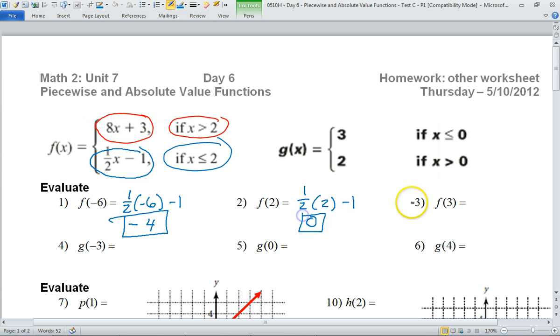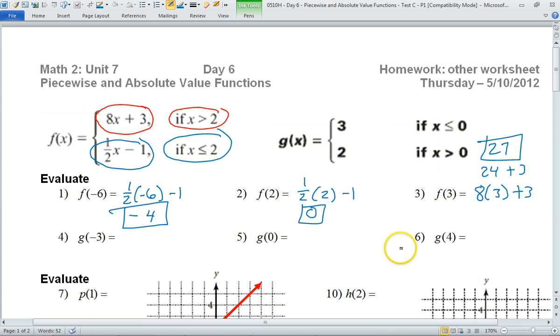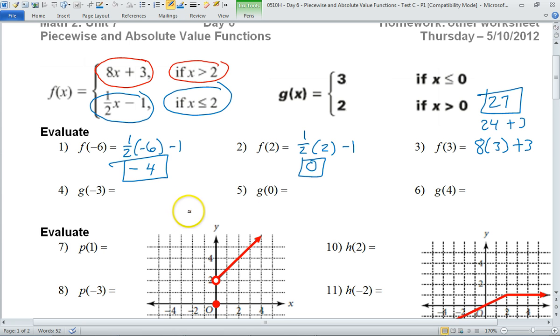0. Irvine, for number 3, am I going to use the red or the blue? I'm going to use the red, because 3 is greater than, so I use the red. So that's why I'm going to do 8 times 3 plus 3. So that's 24 plus 3, so that's 27. Any questions right there?